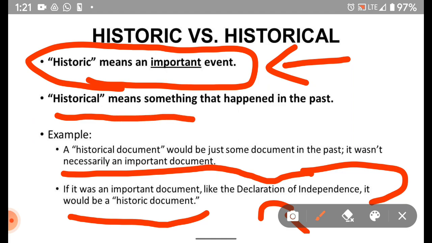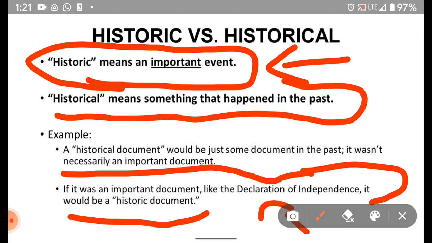Talking about historical, it means something that happened in the past. So historical is everything. Remember, everything, it always happens in the past. It cannot happen in the future, okay. Example could be a historical document, okay. And now when I say the word historical document, it means a document which was signed in the past.